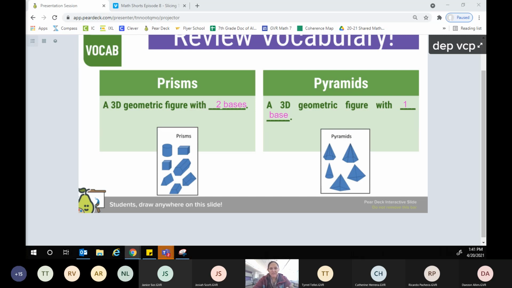Josiah, Devin, David, Delia, Javier, Tyrell, Itza, Allison, Latrell, Ricardo. What are we doing? Waiting on 8. Looking good. Two bases or one base. Let's move on.